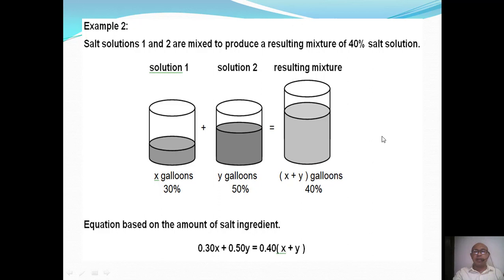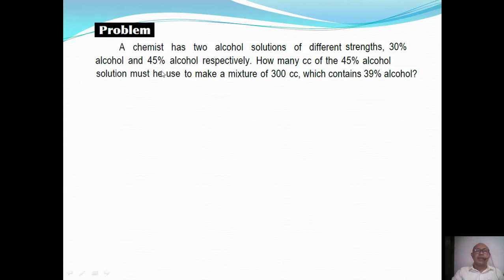For example, a chemist has 2 alcohol solutions of different strengths, 30% alcohol and 45% alcohol respectively. How many cubic centimeters of the 45% alcohol solution must he use to make a mixture of 300 cubic centimeters which contains 39% alcohol?